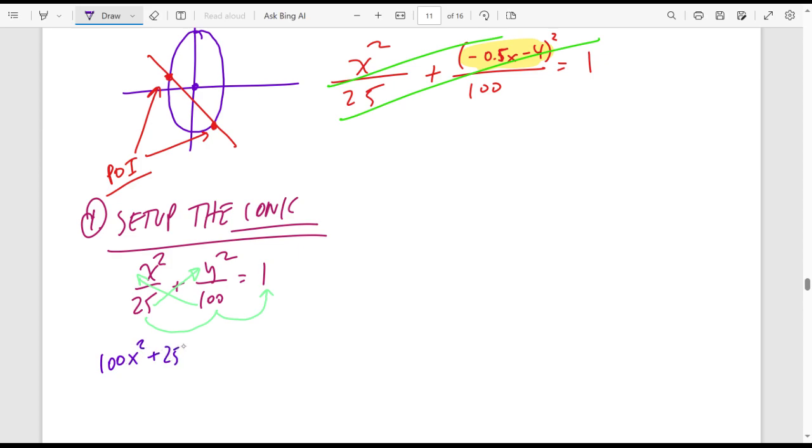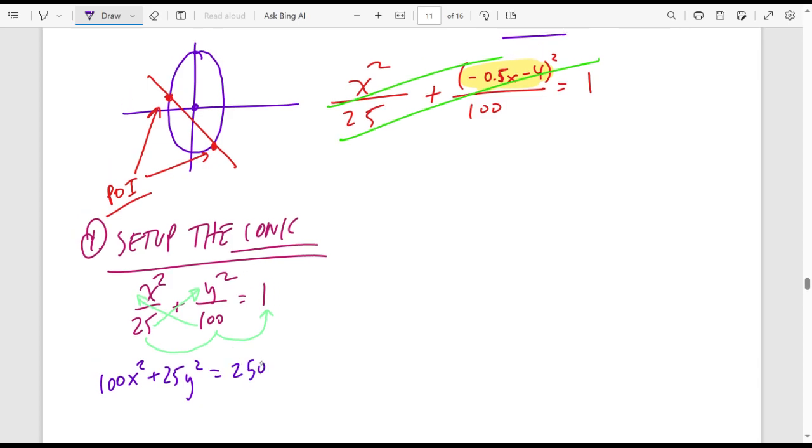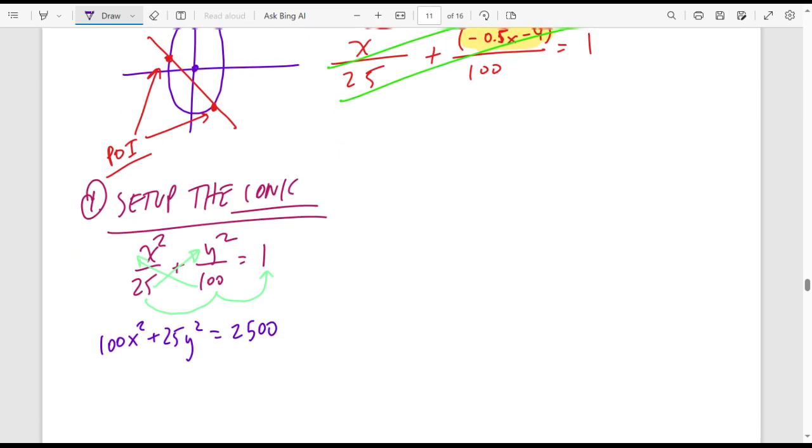So what does that look like? 100x squared plus 25y squared is equal to my 2500. This is now easier for me to work with because there's no denominators involved in it. Everything's up on the same level. Okay?